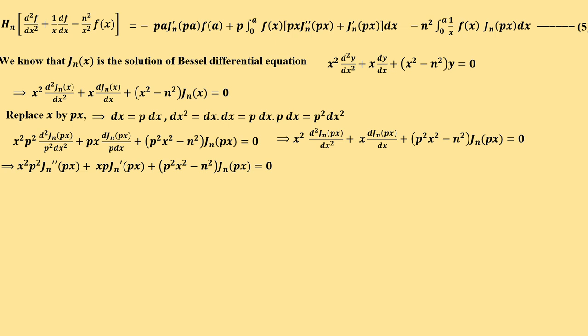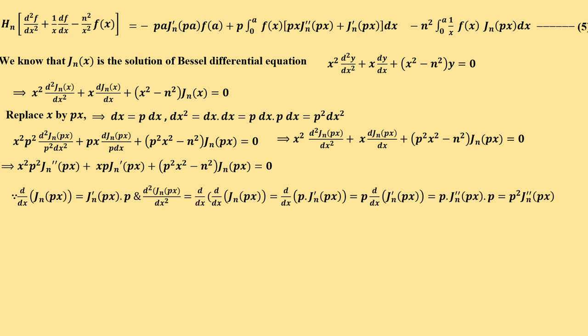Again we are doing the differentiation, so you will get Jn double dash of px into p, that is p square, x square p square Jn double dash of px, plus similarly px into Jn dash of px, derivative of Jn of px, plus p square x square minus n square Jn of px. This is the region, d by dx of Jn of px and d square Jn of px by dx square values.